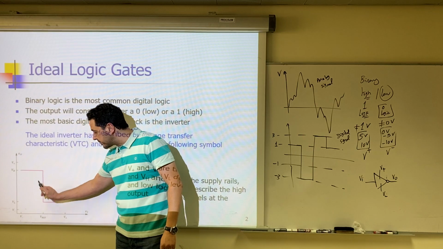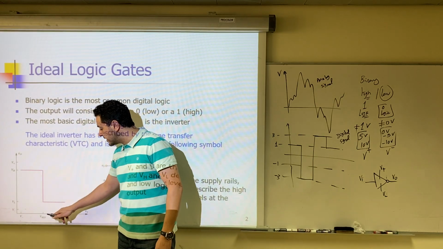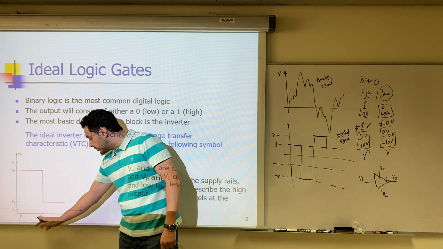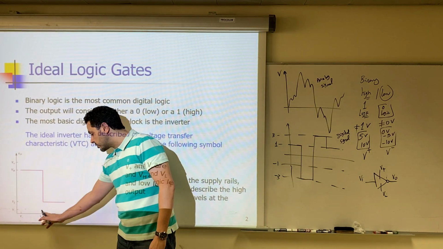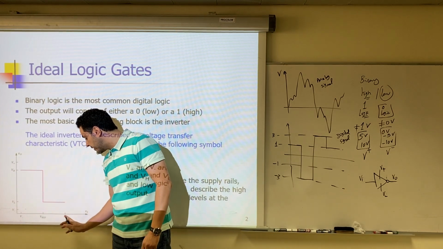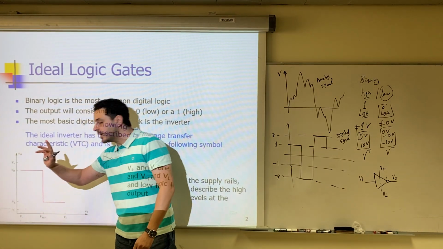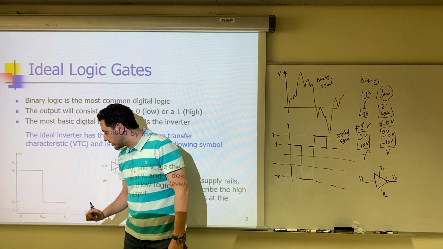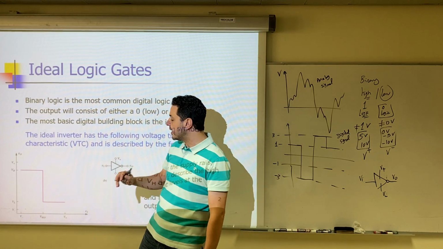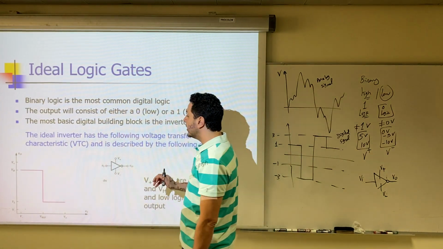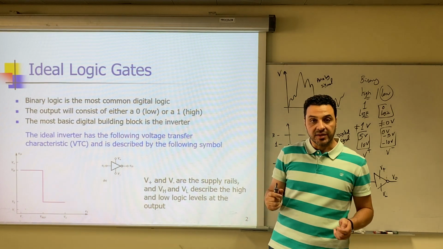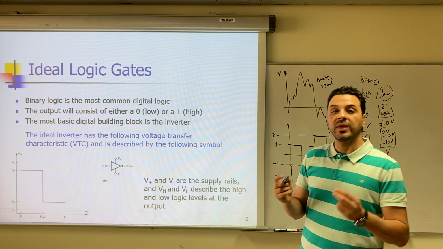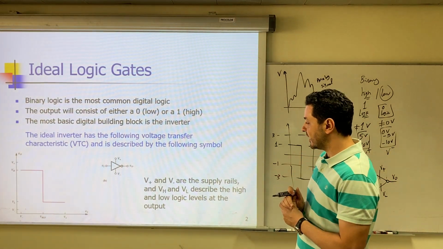And then there is a sharp transition between the two levels. This sharp transition happens at a certain reference voltage. This reference voltage determines whether the input is considered to be high or low. If the input is lower than this reference voltage, then it is considered to be low. If the input is higher than this reference voltage, then the input is considered to be high and the output will be low. As I said, the inverter is the basic building block of any logic gate. So if you can build the inverter, we can build any other logic gate.